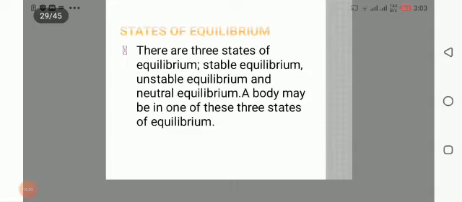States of equilibrium. There are conditions of equilibrium. There are two, the first condition and the second condition. Now our topic is states of equilibrium. There are 3 states of equilibrium: stable equilibrium, unstable equilibrium, and neutral equilibrium. A body may be in one of these states of equilibrium.